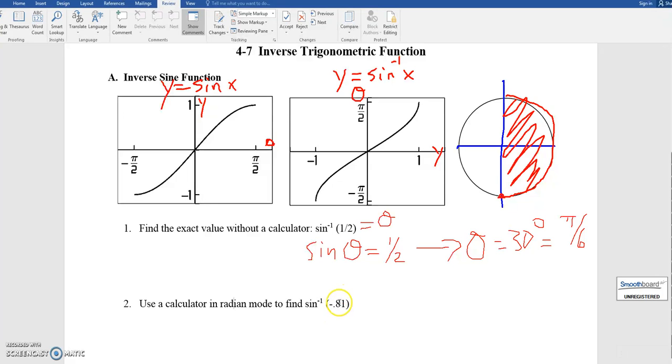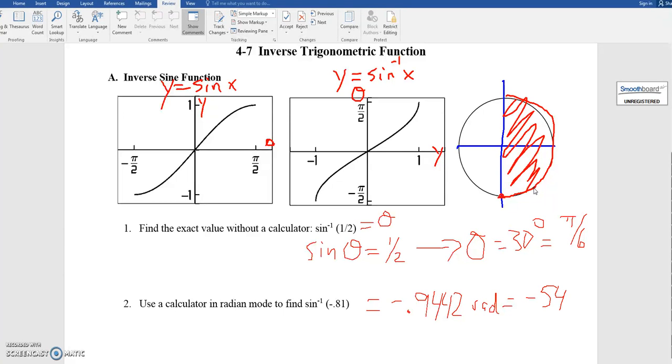So this is saying when the y value is negative 0.81 on the unit circle, so somewhere around here on the unit circle, what's the angle measure that would get us that? And so if you do type that in, you should get about negative 0.9442 radians. And just to put that into context, that's about negative 54.1 degrees. So if you think about that, right around here, that would probably be about negative 54 degrees, and that should get us a y value of about negative 0.81.